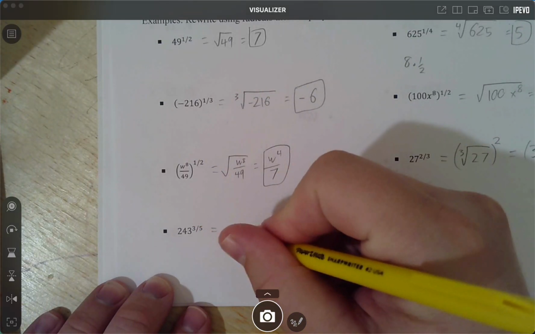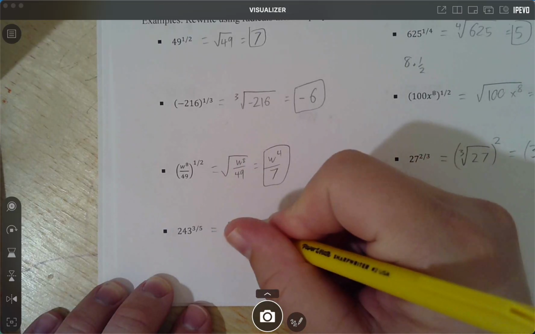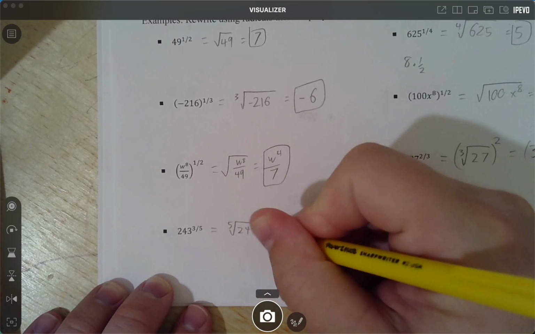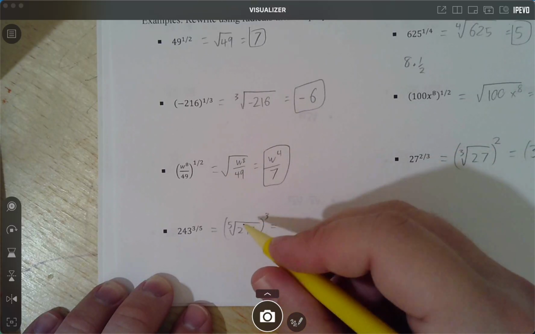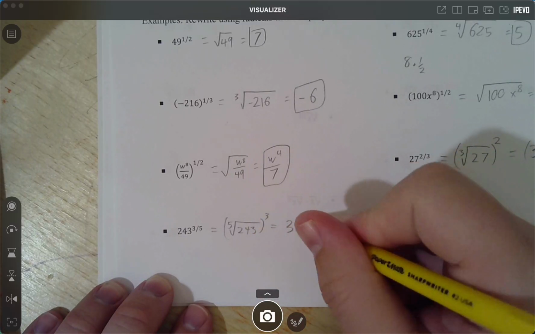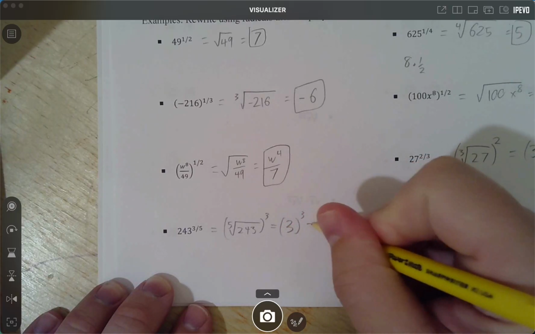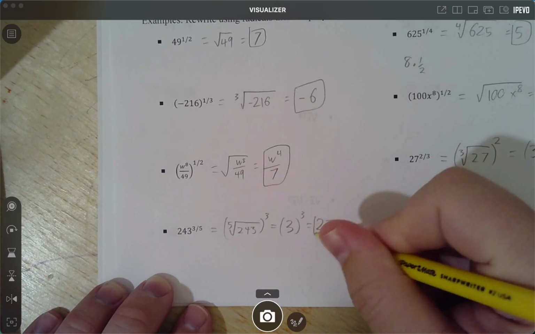Okay, similarly, I would write this as 243 in a fifth root, and then cube it afterwards. 243 actually comes from 3 as a fifth root, and then 3 cubed is 27.